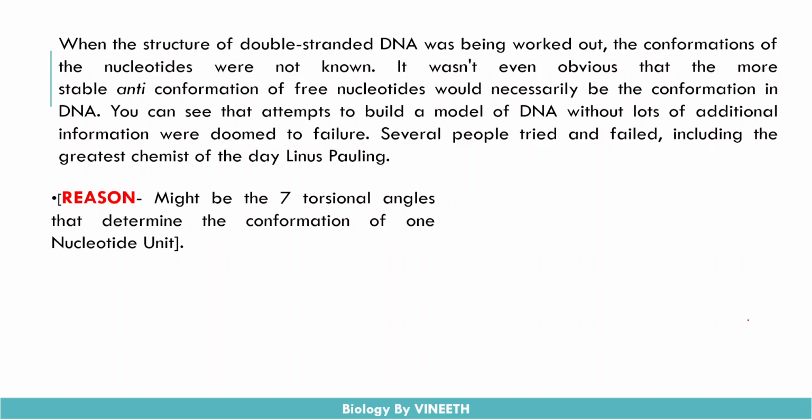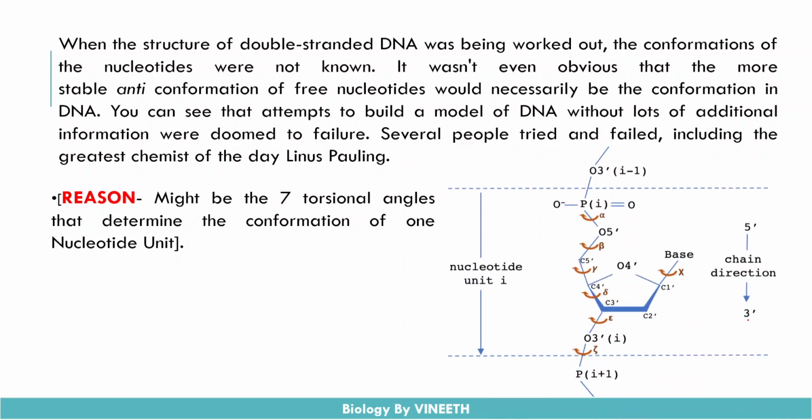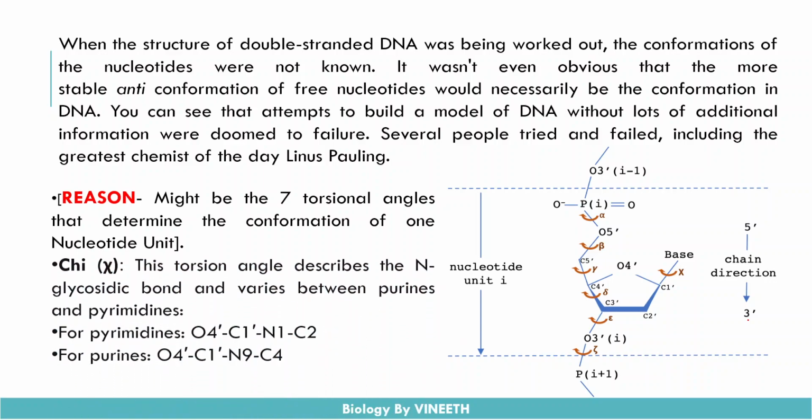That is due to the seven torsional angles which determine the conformation of one nucleotide chain. So each nucleotide generally has 7 torsional angles: alpha, beta, gamma, delta, epsilon, and zeta. We also have another torsional angle, the chi torsional angle, that is present between the base and the sugar molecule. So the N-glycosidic bond will also show some angle movement, and that results in one extra torsional angle. Chi describes the N-glycosidic bond and varies between purines and pyrimidines.